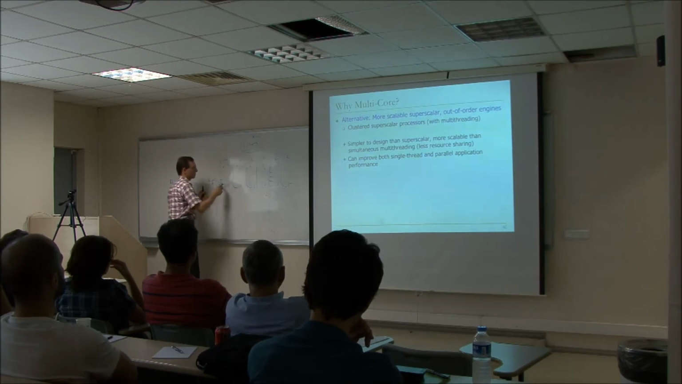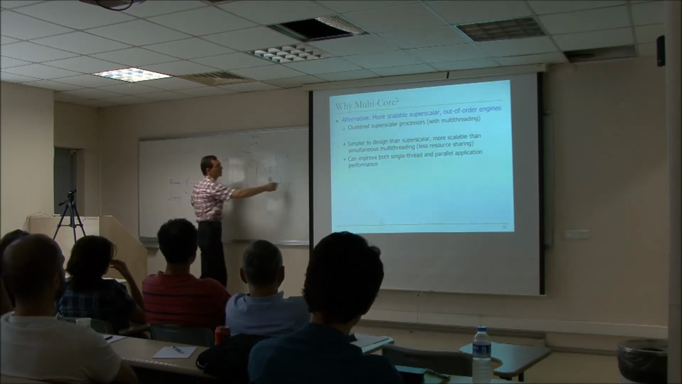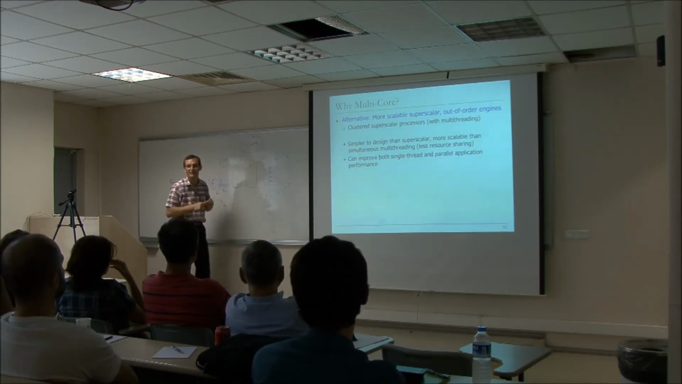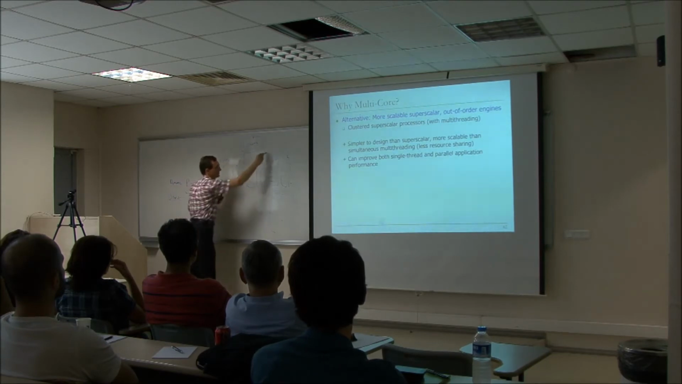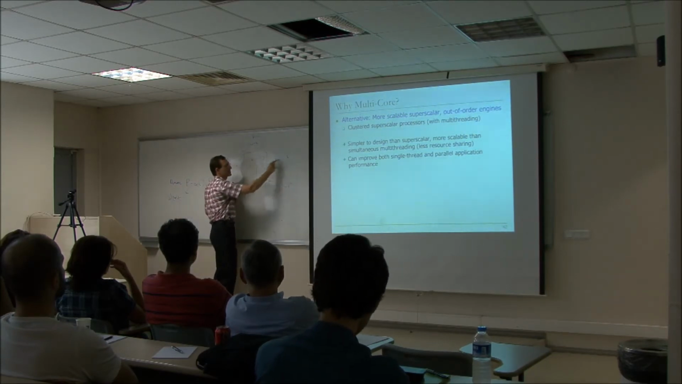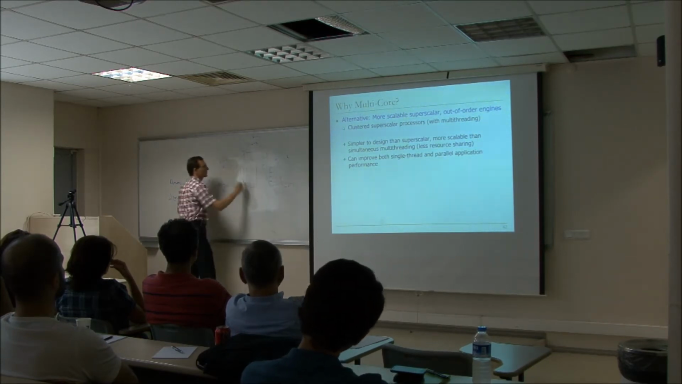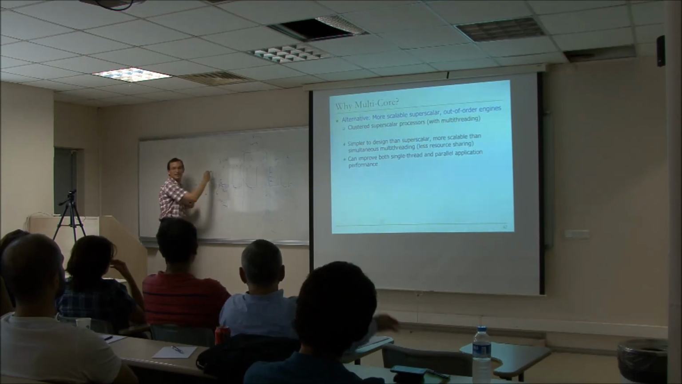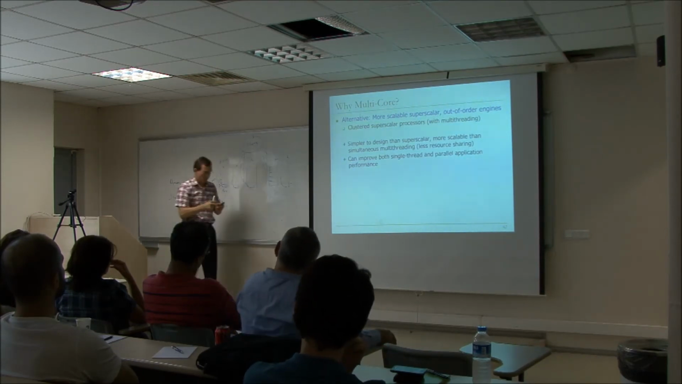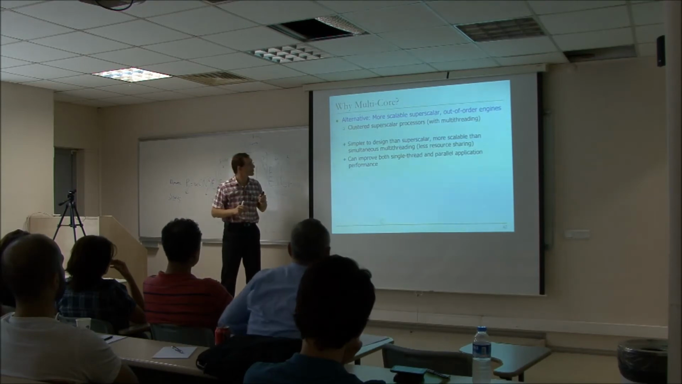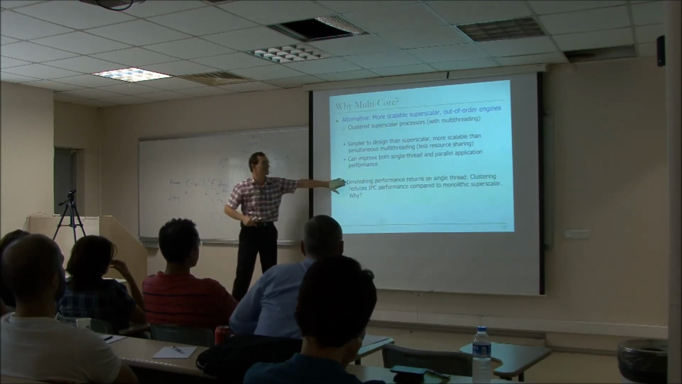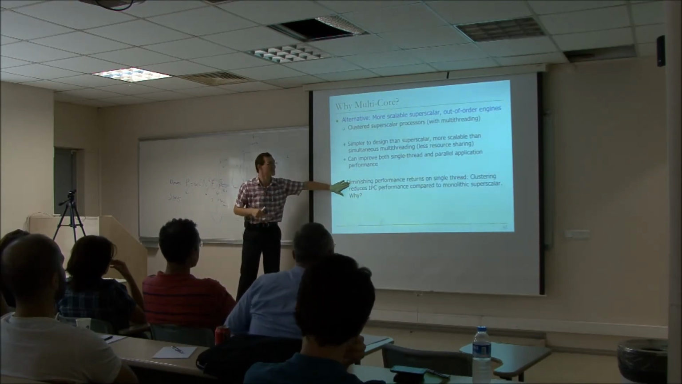What you can do is, when you have a single thread, you use all of the FIFOs. When you have multiple different threads, you basically cluster. You separate the threads. You say thread 0 goes here, thread 1 goes here, thread 2 goes here. So you can have the best of both worlds almost. The downside, again, is you get diminishing performance returns on a single thread.